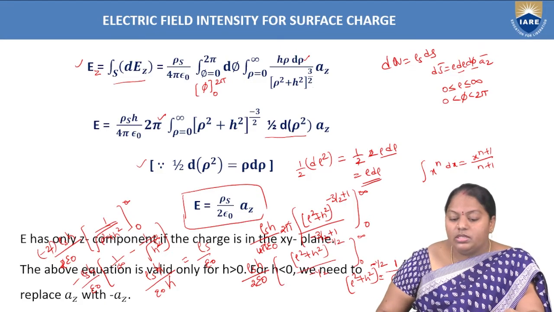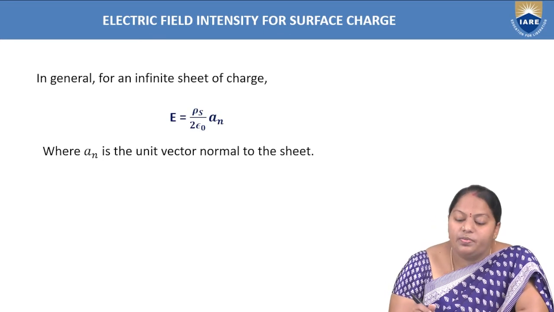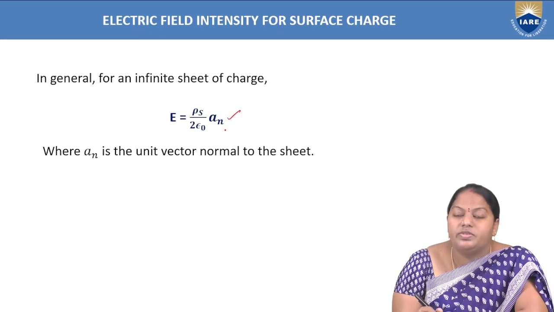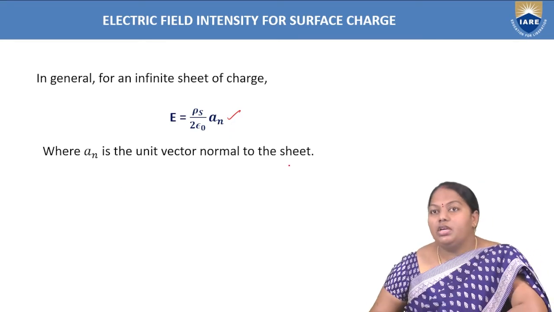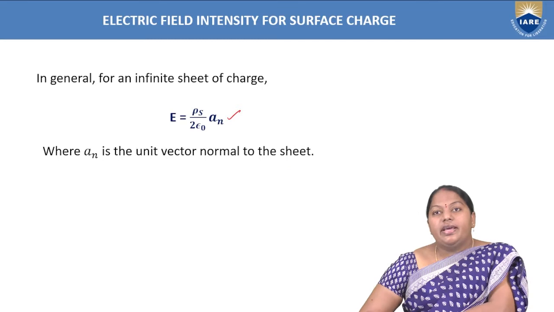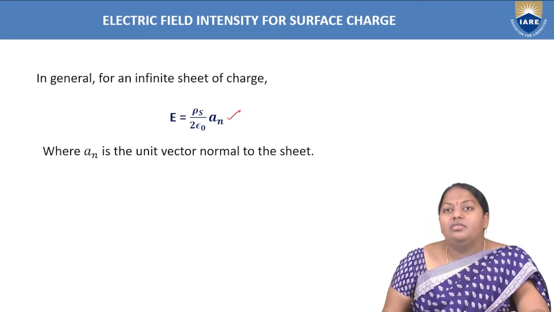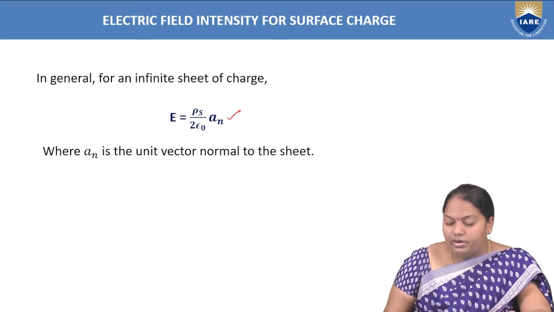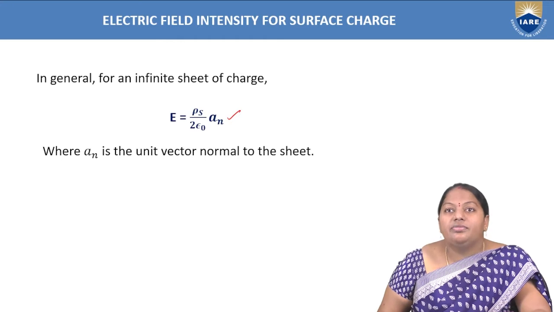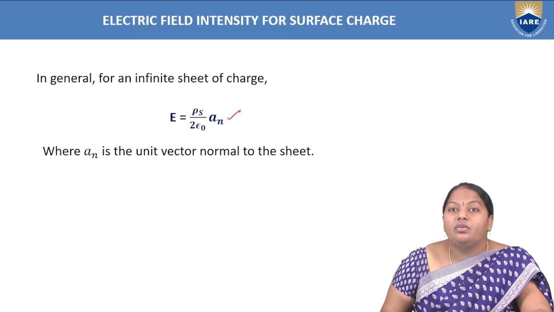Okay. So next, in general, for an infinite sheet of charge, E equal to rho s by 2 epsilon naught into An, where An is the unit vector normal to the sheet. If it is for the z direction, An is replaced by Az. If it is for phi, A phi. If it is for rho, it will be A rho. So in general, for an infinite sheet of charge, the electric field intensity E due to surface charge is given by rho s by 2 epsilon naught into An.